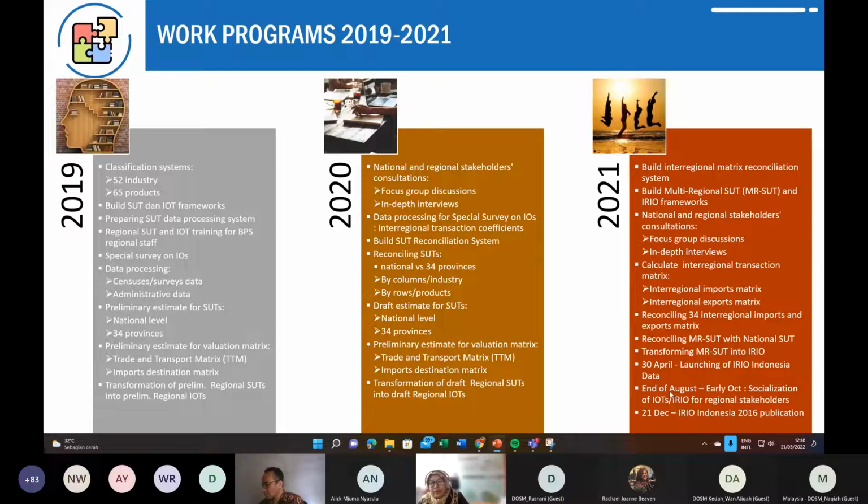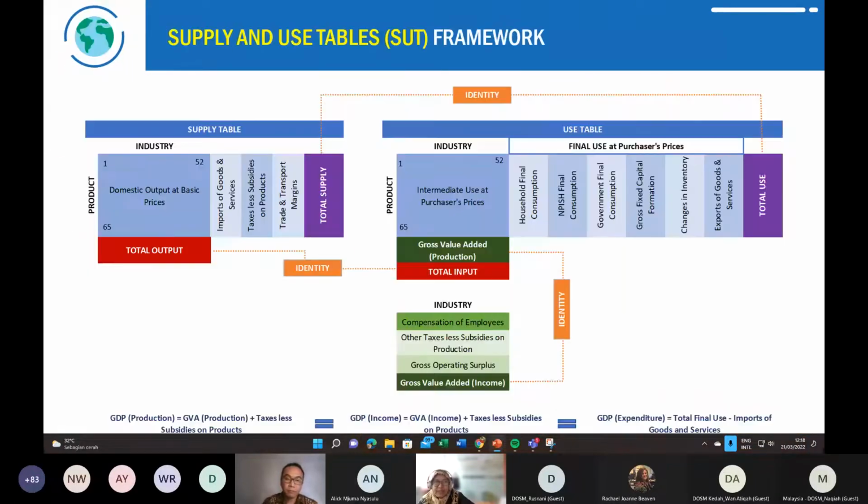And from the end of August until early October, there were a series of webinars to socialize the IO and IRIO compilation for regional stakeholders. And then at the end of 2021, the IRIO Indonesia publication was launched on the BPS website. So this is the work program in the 3 years.